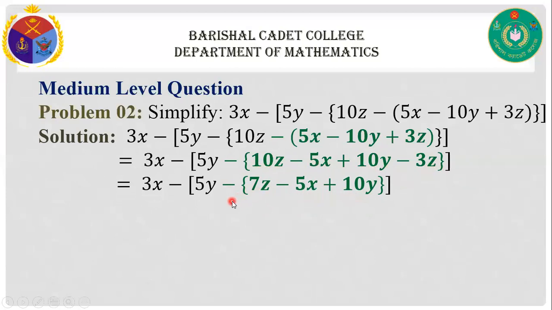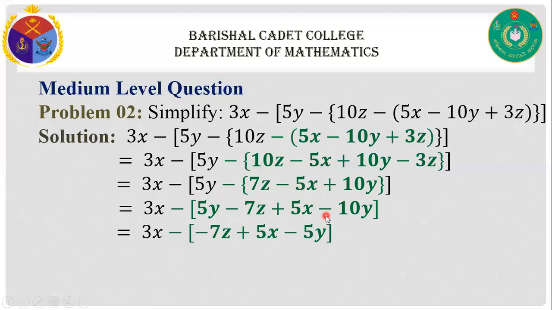Now before the second bracket we have a negative sign. So the sign inside the second bracket will be changed if we remove the second bracket, and the other part remains the same. So it is minus 7z and plus 5x, and plus will be minus, so minus 10y.